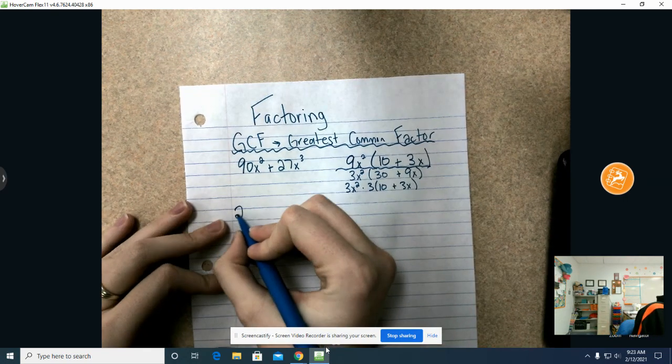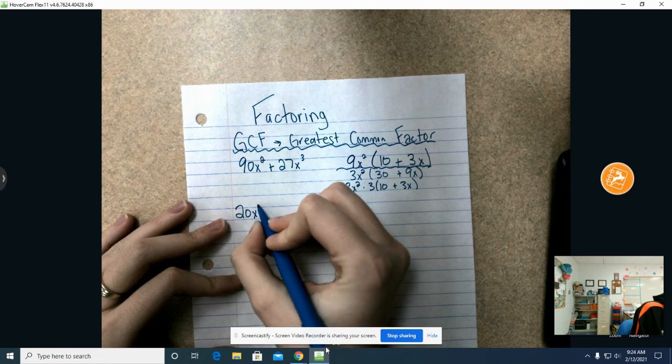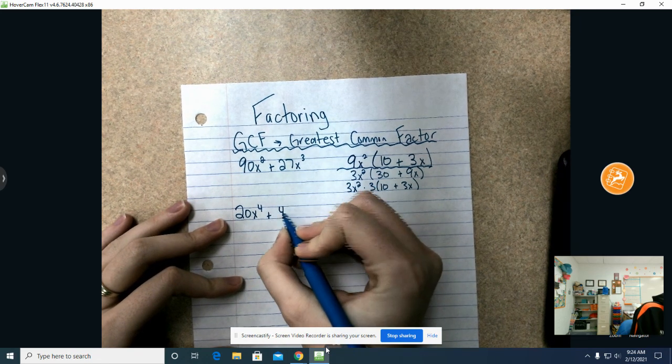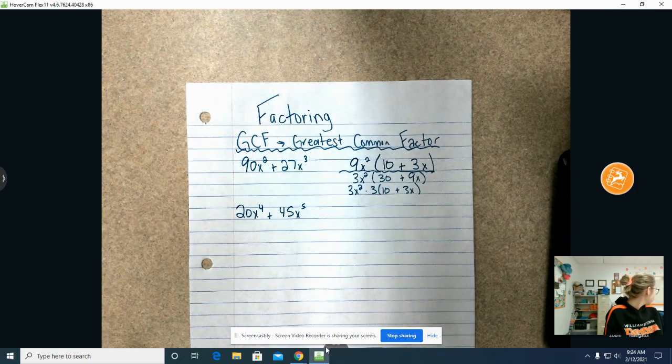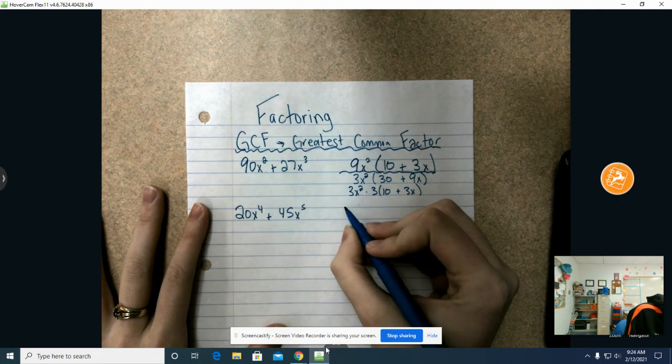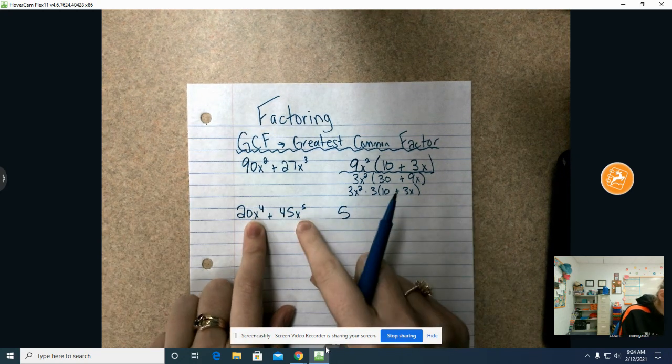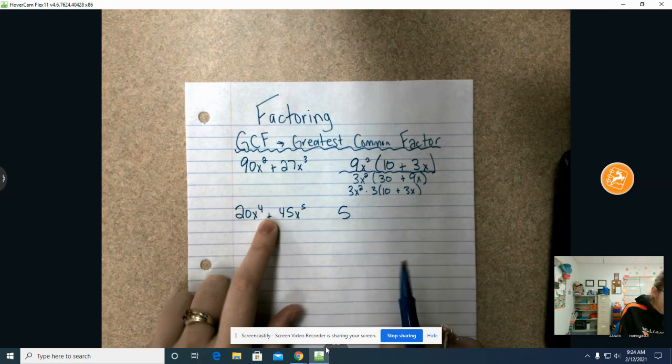And let's do another one. We have 20x to the 4th plus 45x to the 5th. We want to know what's the biggest thing we can take out of 20 and 45. So for 20, we're going to have 10 and 2, 4 and 5. For 45, we're going to have 9 and 5. So the one they have in common is going to be 5. We can pull out a 5. I have 4 x's here and 5 x's here. The most I can take out of both is going to be 4.